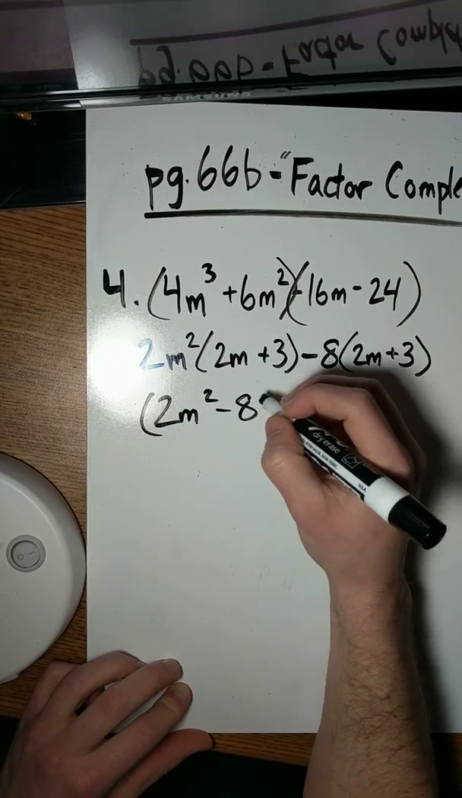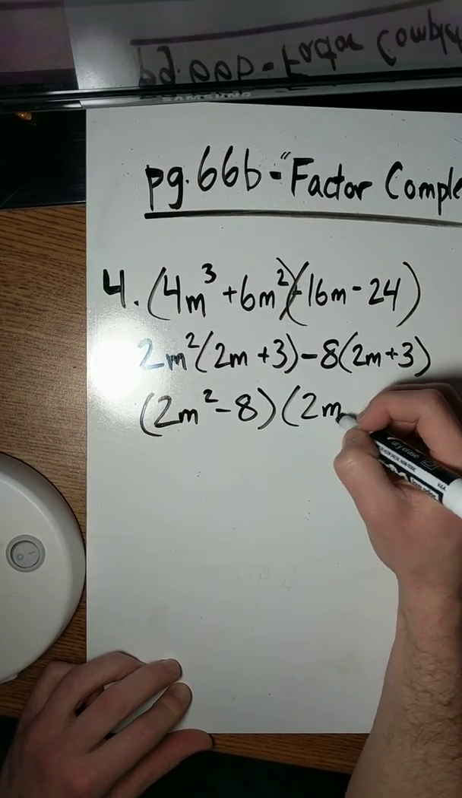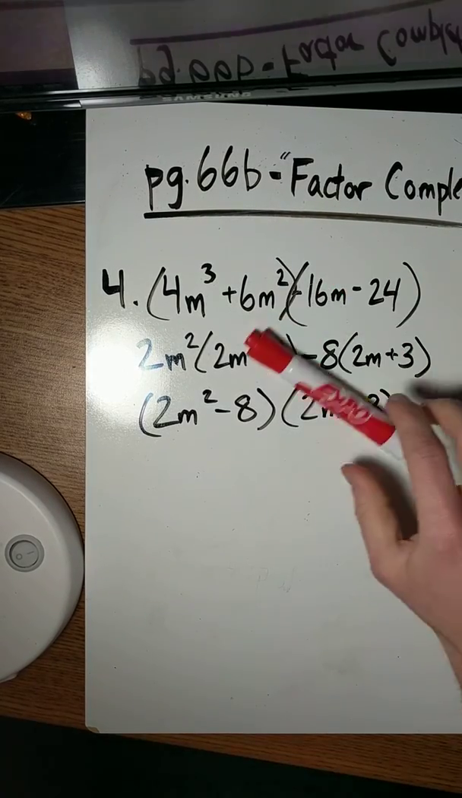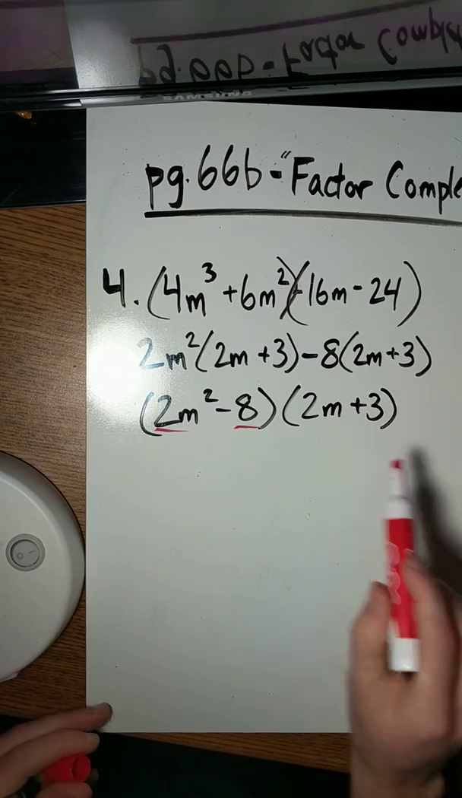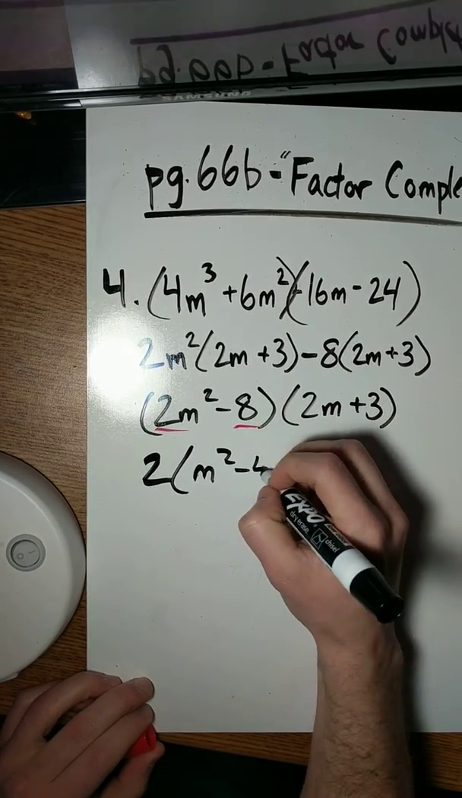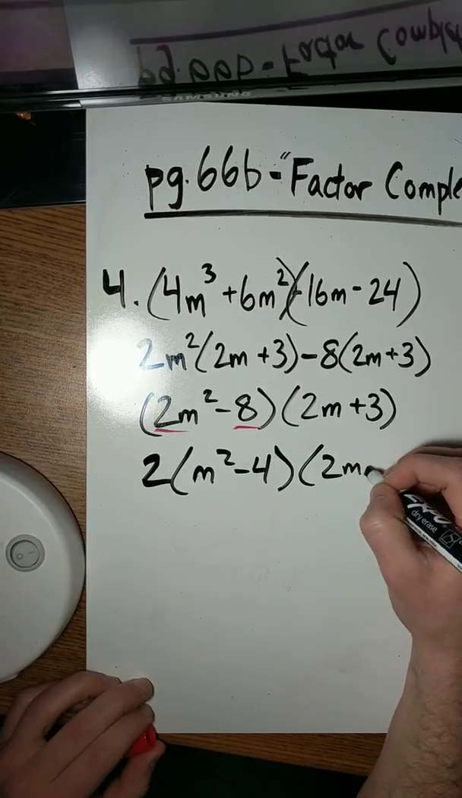So some of you might leave it right here and say, okay, we're done with our 2 factors. However, right here you see, there's a GCF still. Okay, so you take that out. 2m squared minus 4, 2m plus 3.